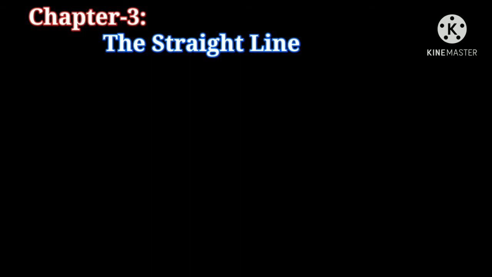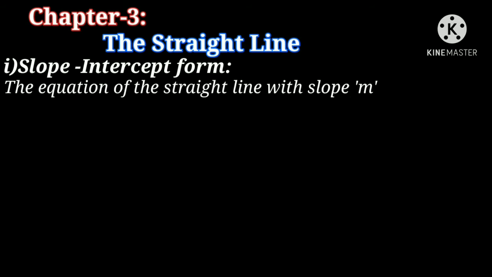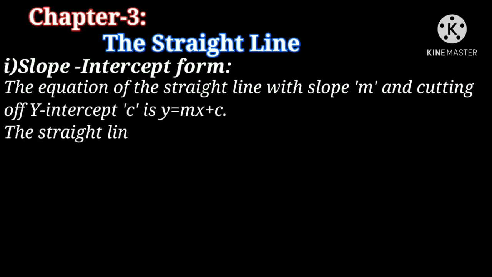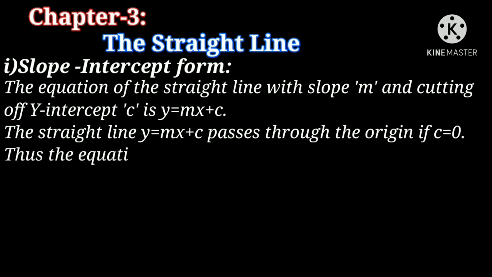First one, the equation of a straight line in slope-intercept form. The equation of the straight line with the slope m and cutting off y-intercept c is y equal to mx plus c. That means y equal to mx plus c is the slope-intercept form straight line equation.